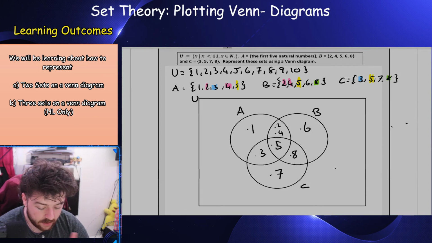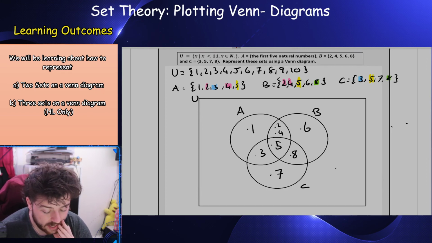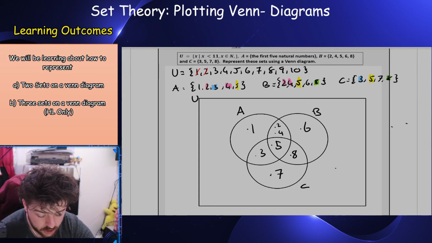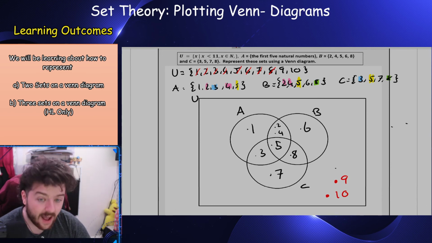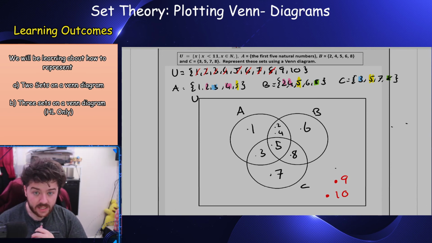Then let's do our outsides. Okay, so our A union B union C complement, i.e. the outside spot. So what elements have I not used? Well, I've used 1, I used 2, I used 3, I used 4, I used 5, I used 6, I used 7, I used 8. I didn't use 9, so I'm going to put 9 here. And I didn't use 10, so I'm going to put 10 here. And that is my Venn diagram done up.